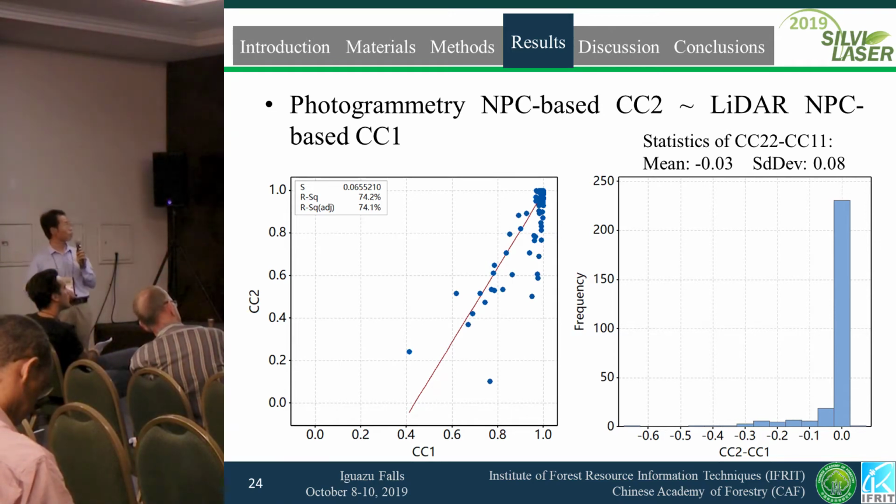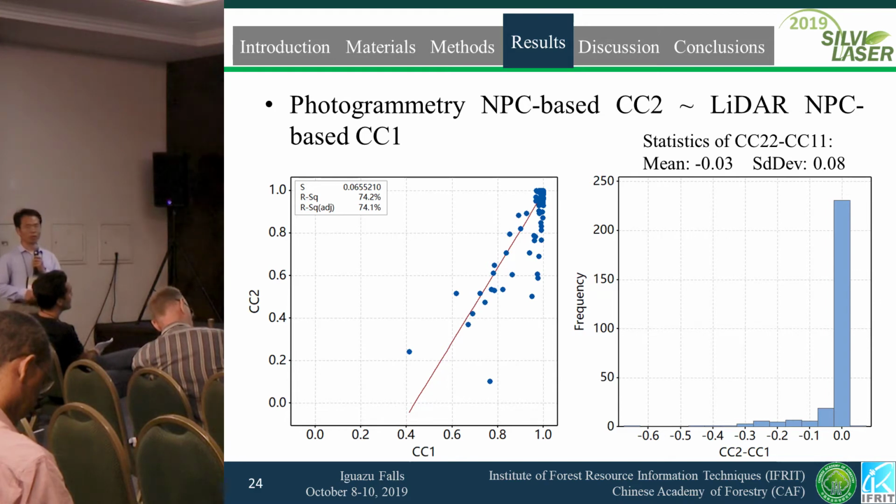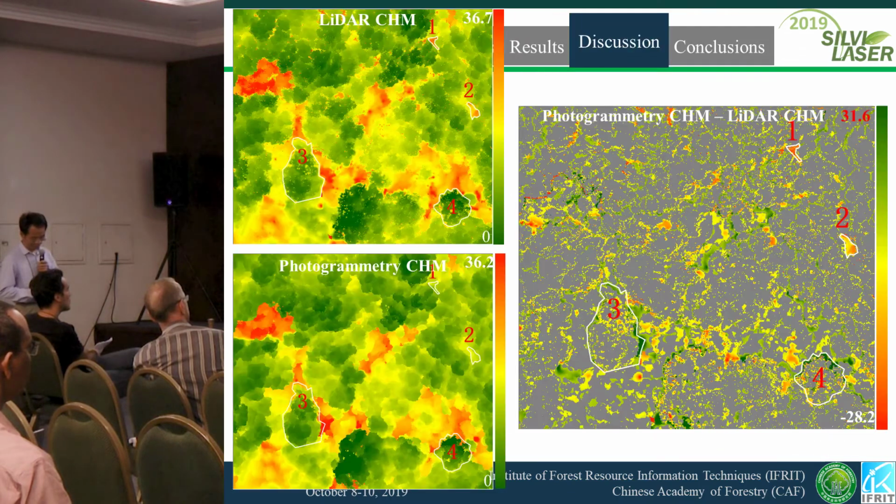We can see that the photogrammetry CHM-based CC is a little smaller than the LiDAR CHM-based CC. Later I will discuss why this phenomenon happens. Another point: the NPC is also not as good as the CHM. The other analysis examines the difference between photogrammetry CC and LiDAR CC.